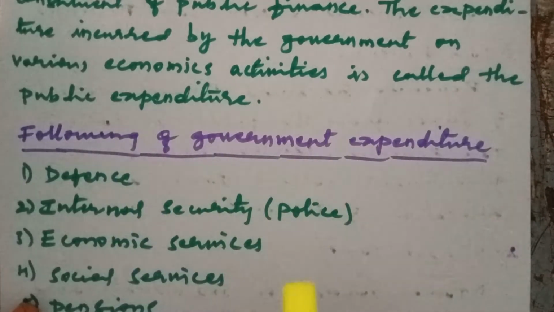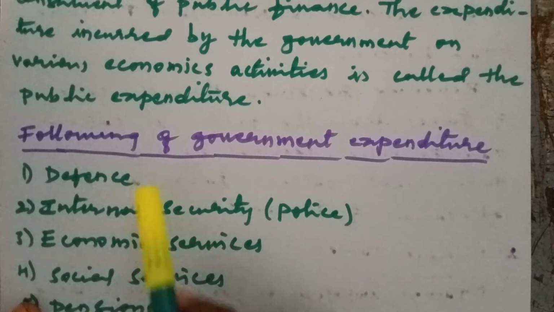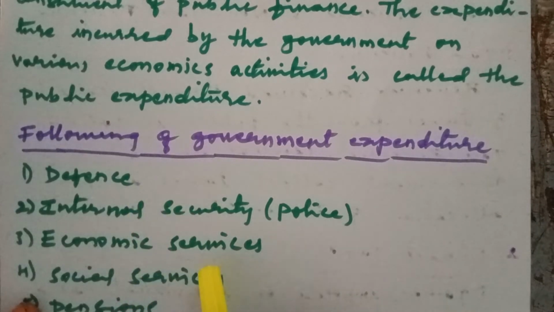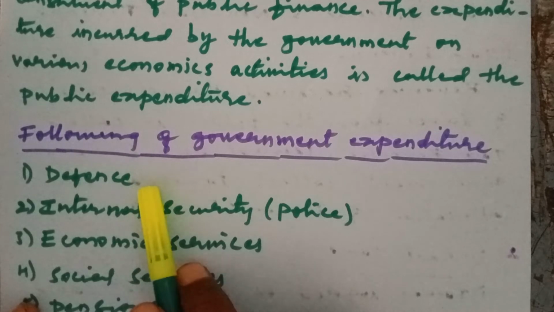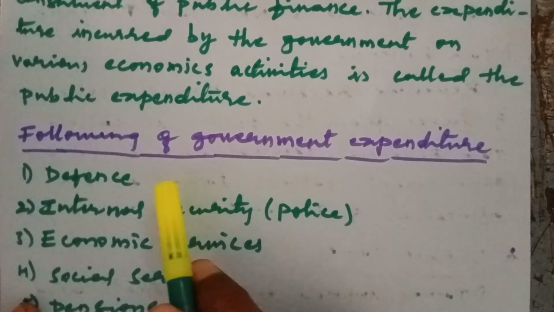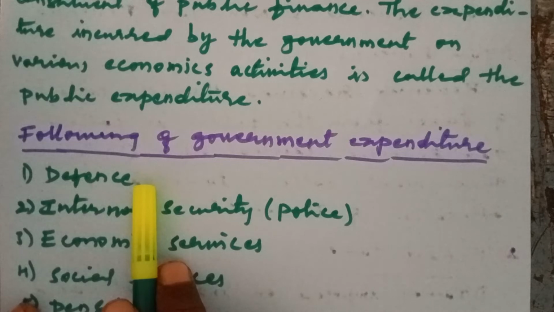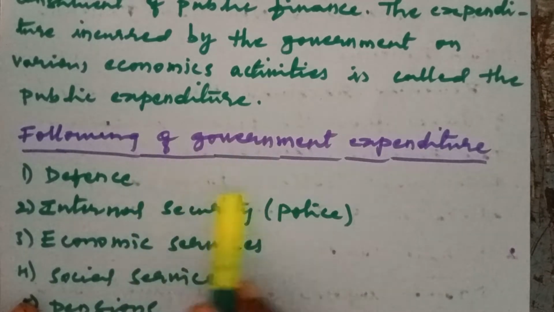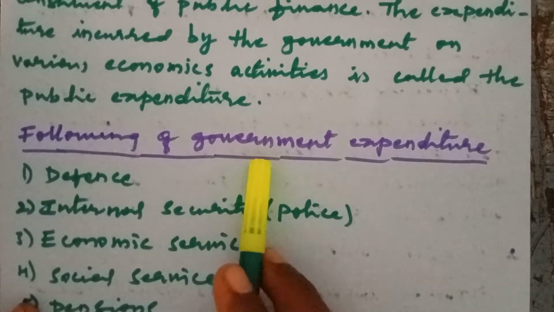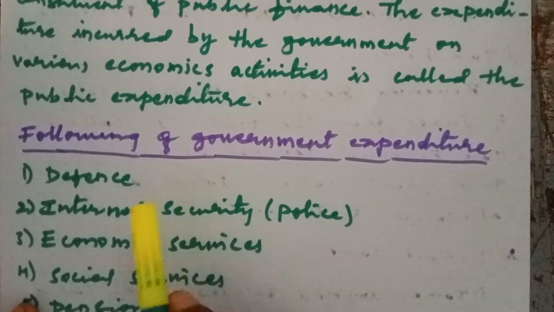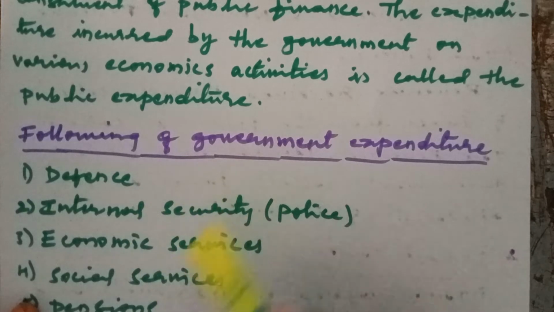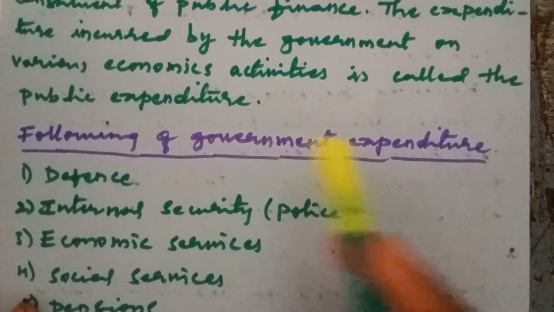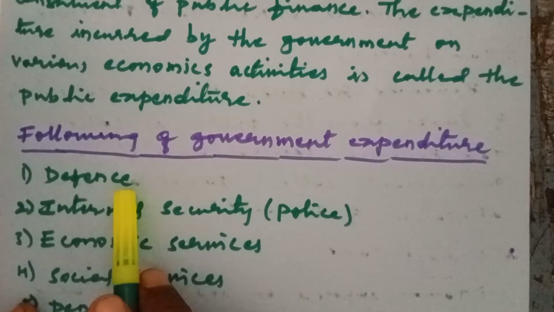Following are the items of government expenditure. The first one is defense. Government will incur expenditure on the defense system. In defense, the activities are the Indian Navy, Indian Army and Indian Air Force. On these three departments, government will incur expenditure for the development of those sectors. These three activities are called the defense system.